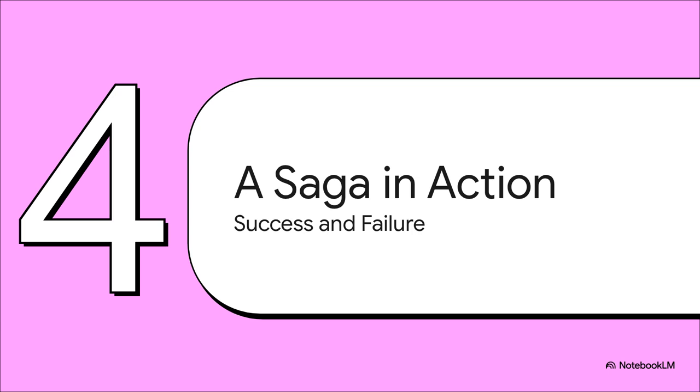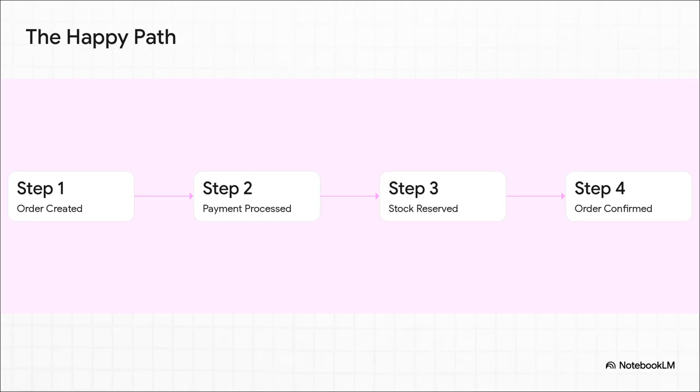All right, theory is great, but let's make this stuff real. We're going to go back to our e-commerce order and actually watch a Saga play out, both when things go perfectly and when they go very, very wrong. First up, the happy path. The Saga starts, the order service does its thing, done. It triggers the payment service, which succeeds, great. That triggers the stock service, it succeeds, the Saga is complete, and the order is confirmed. Beautiful, simple, and it just works.